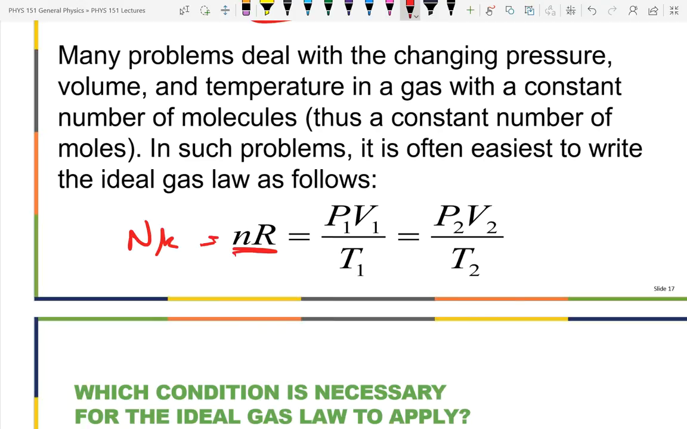Chemists don't have such luxury. They do things in open systems. They have a test tube that's open on the top, and so the number of molecules can move in and out. So they do things a little differently. In physics, we can always put a lid on it and use the closed system so we keep N constant, which means PV over T is going to remain constant. We're going to do lots of work with that.